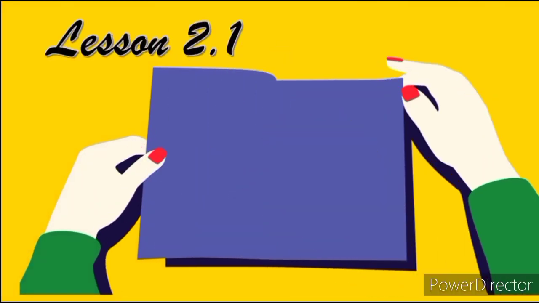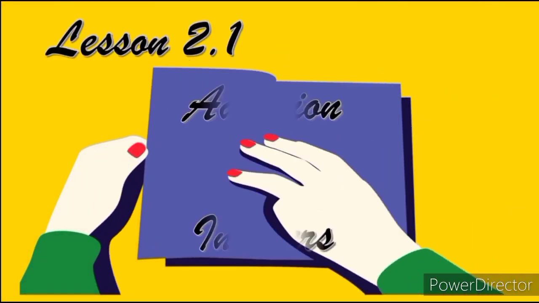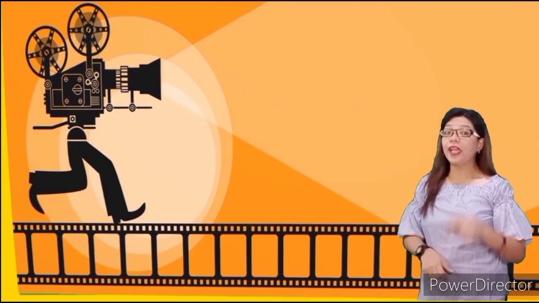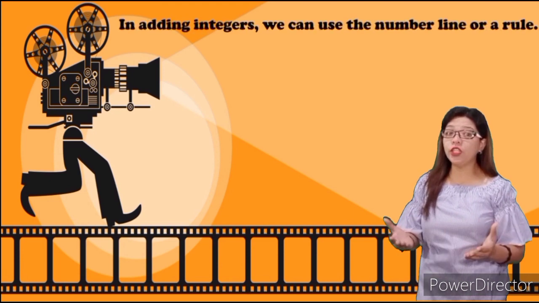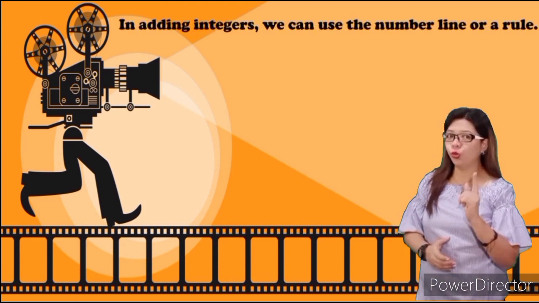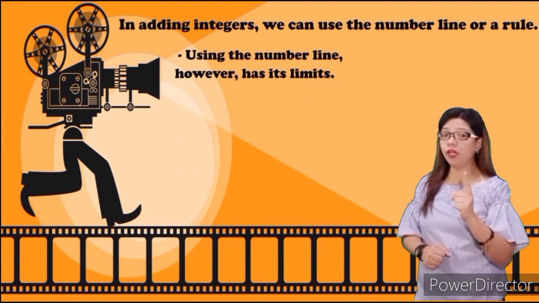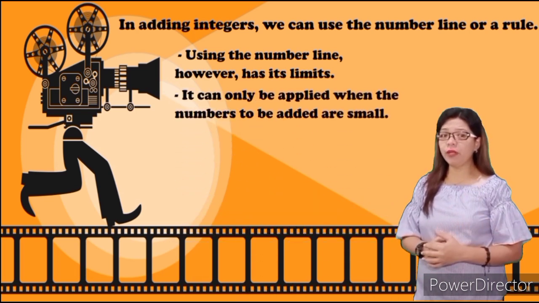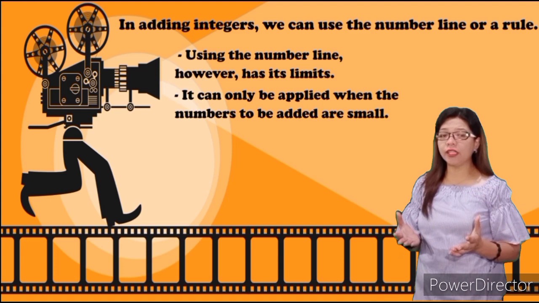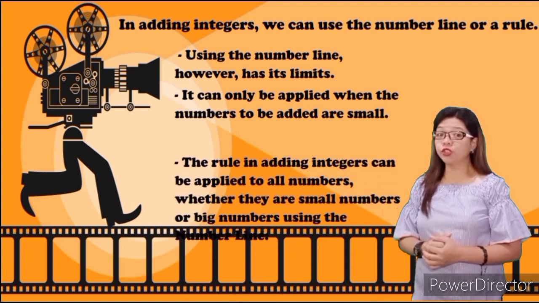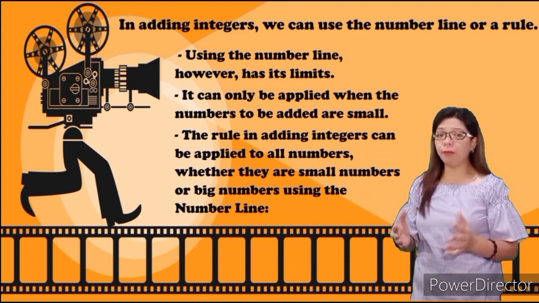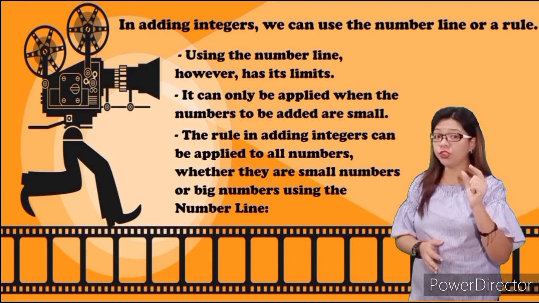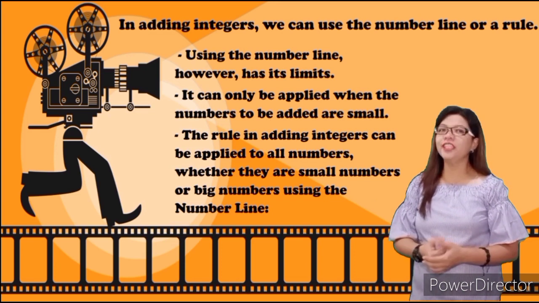Lesson number 2.1. Addition of integers. In adding integers, we can use the number line or rule. Using the number line, however, has its limits. It can only be applied when the numbers to be added are small. The rules in adding integers can be applied to all numbers, whether they are small numbers or big numbers, unlike using the number line.